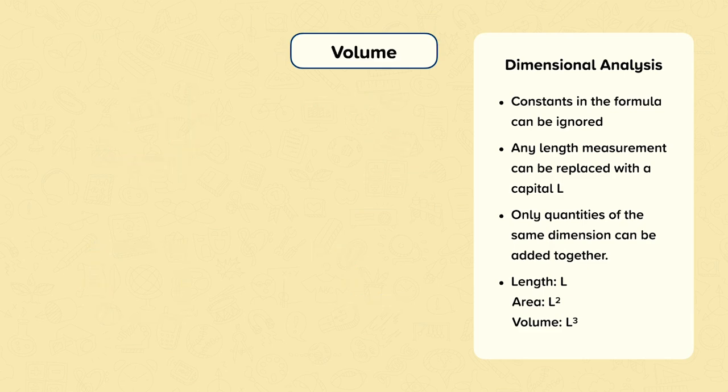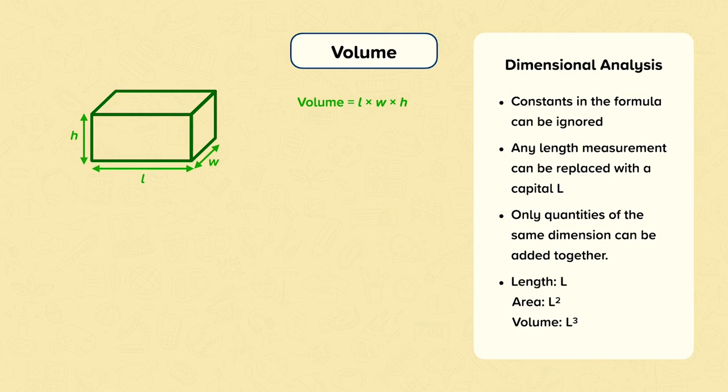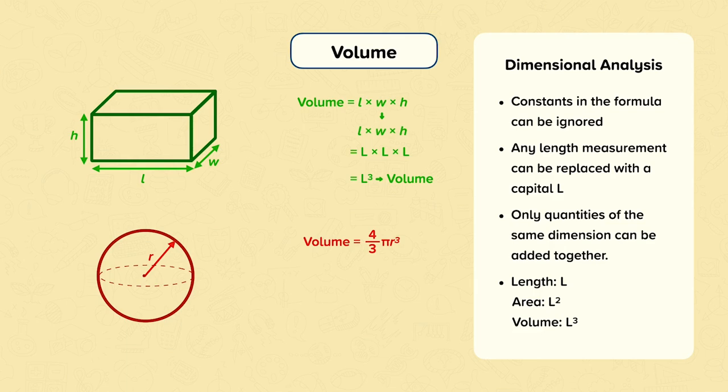Finally, let's check those volume formulae. For a cuboid, we have this formula. Again, there are no constants that could be ignored here, so we just need to know the dimensions of L times W times H, all of which are length, so our dimensions become L times L times L, which can be written L cubed, as we would expect for a volume. Our final one to check was volume of a sphere. Pause the video here and have a go at confirming that the dimensions come out as L cubed. Well done if you're working it out like this.